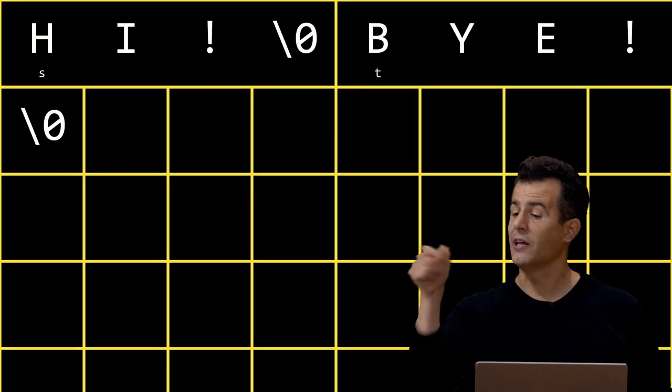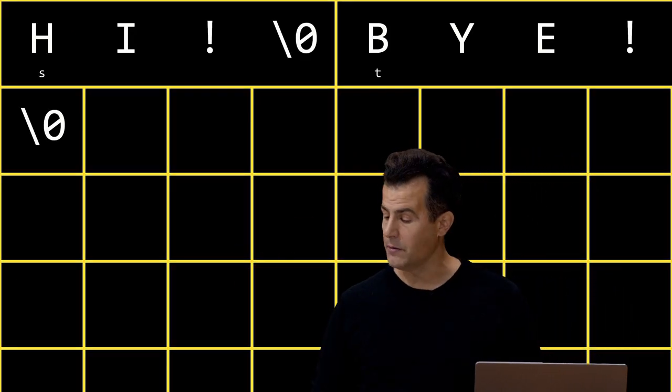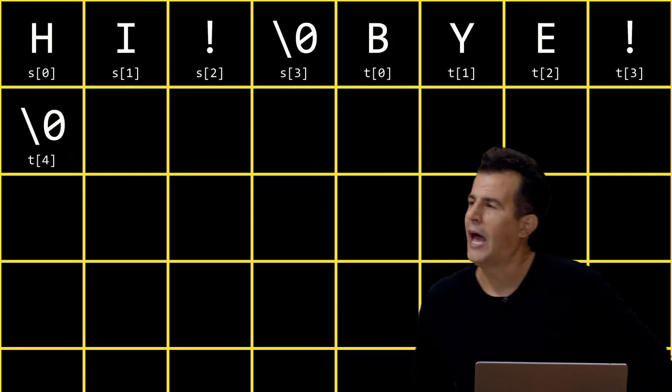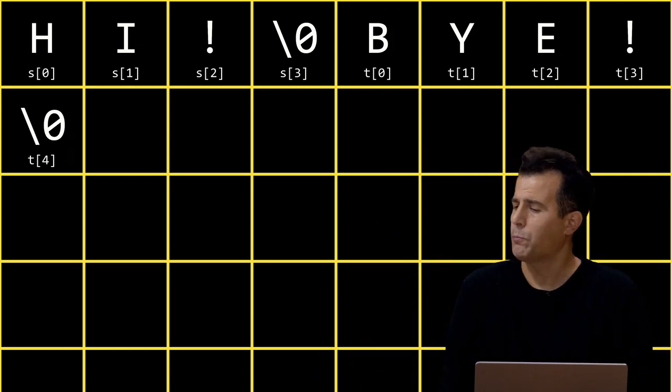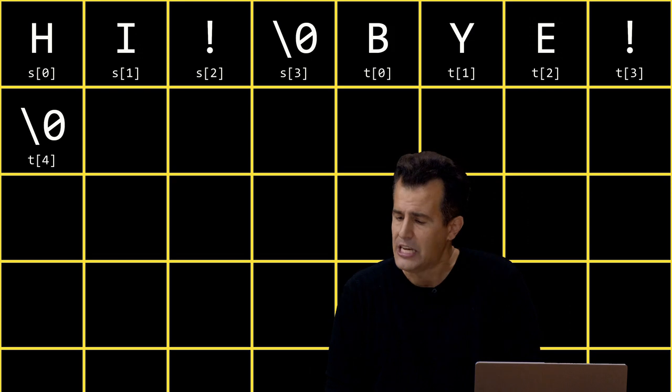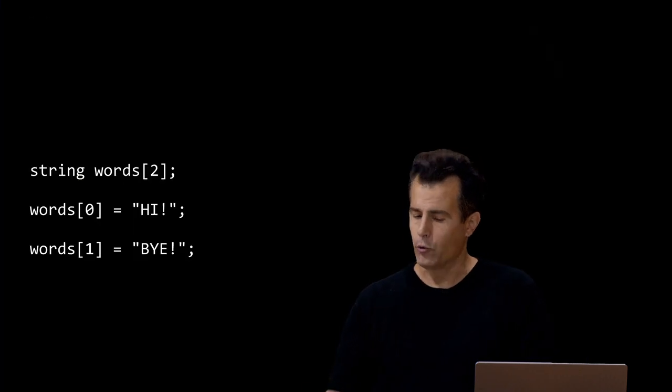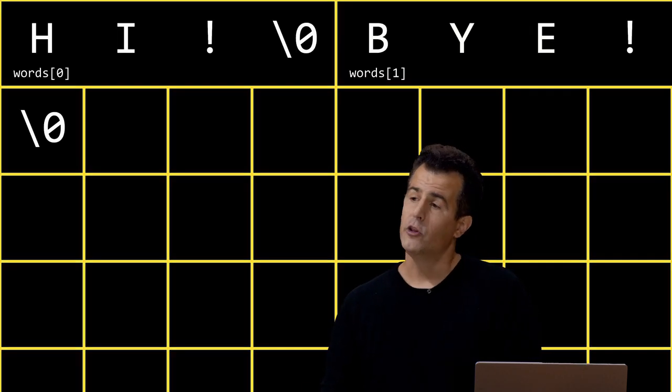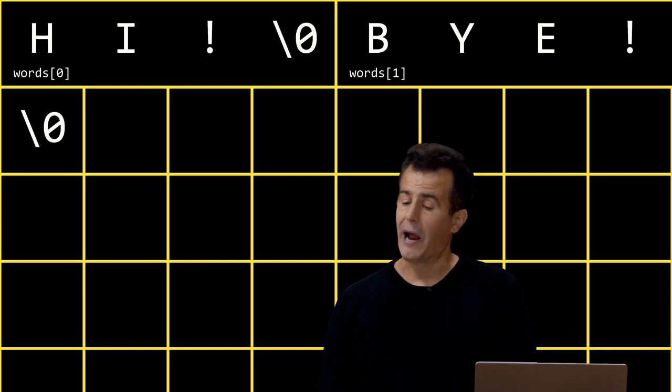If here again is where we left off on the screen, hi and bye back to back, here is really how I just treated these things. S bracket 0, 1, 2, 3, and then T 0, 1, 2, 3, 4. But really, once I put them in an array, the picture becomes this. Words bracket 0 is the whole hi. Words bracket 1 is the whole bye.